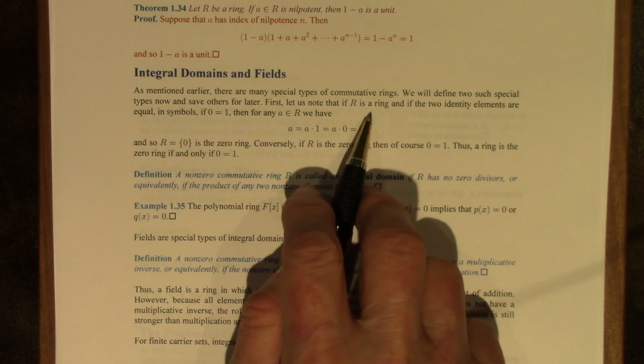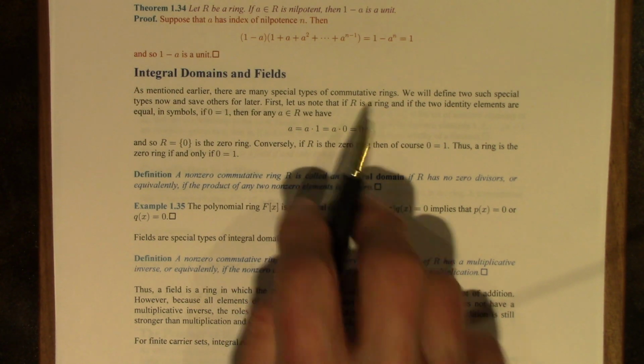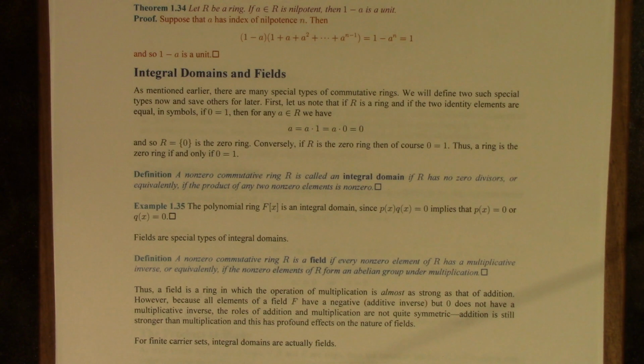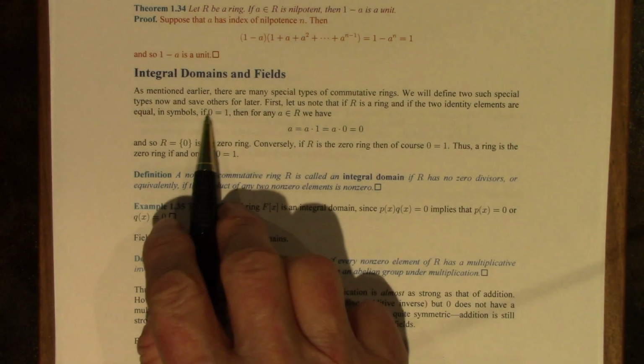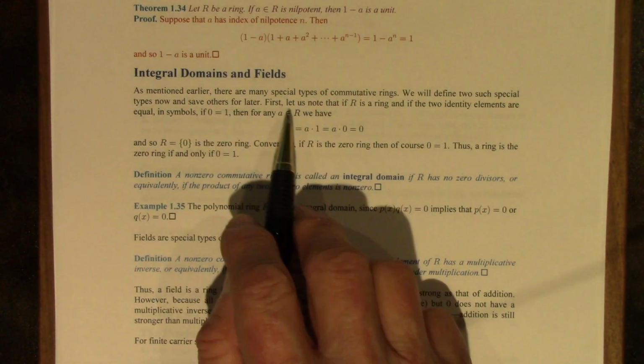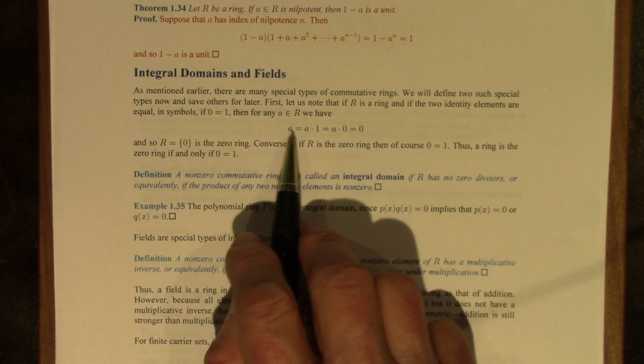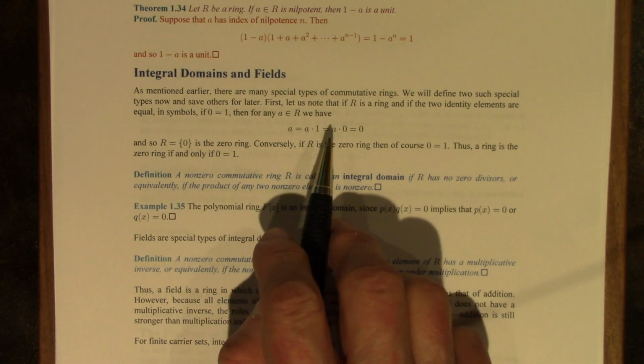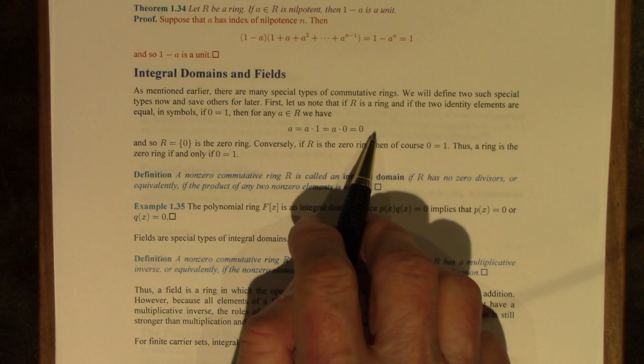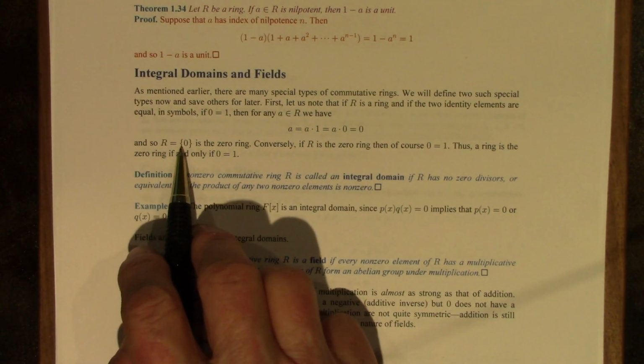If R is a ring, and if the two identity elements, 0 and 1, happen to be equal, 0 equals 1, then for any element a in the ring, we have a equals a times 1, which is a times 0, which is 0. In other words, the ring is the zero ring.